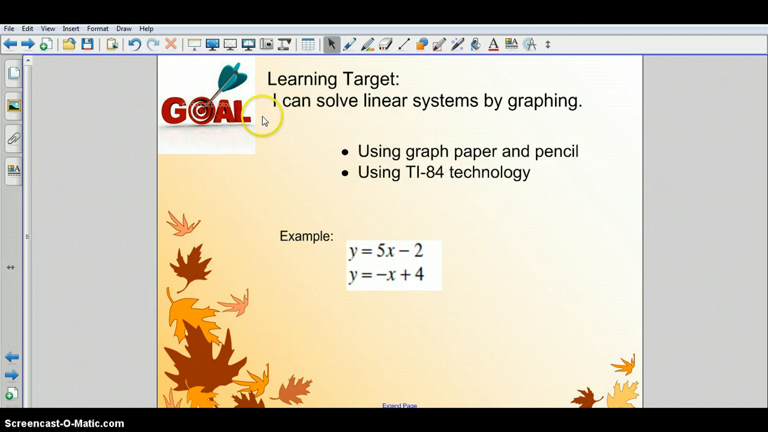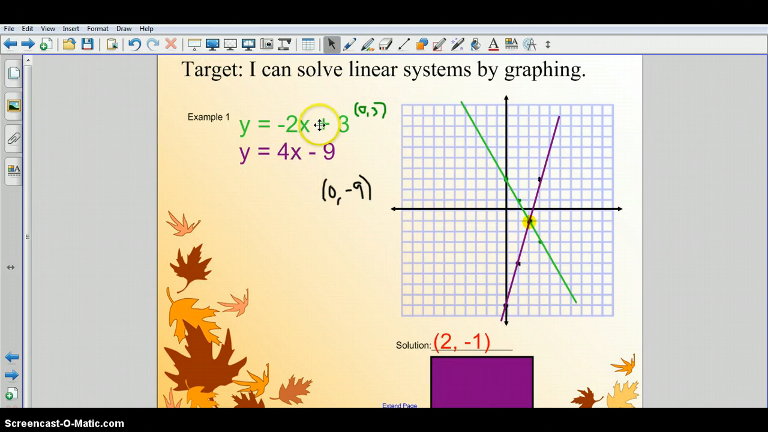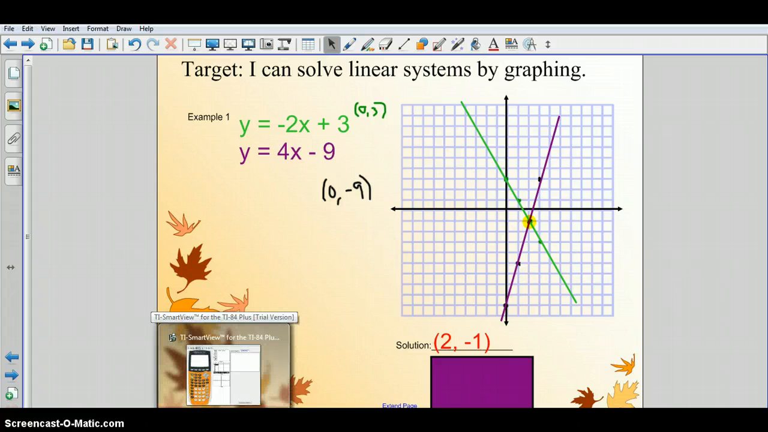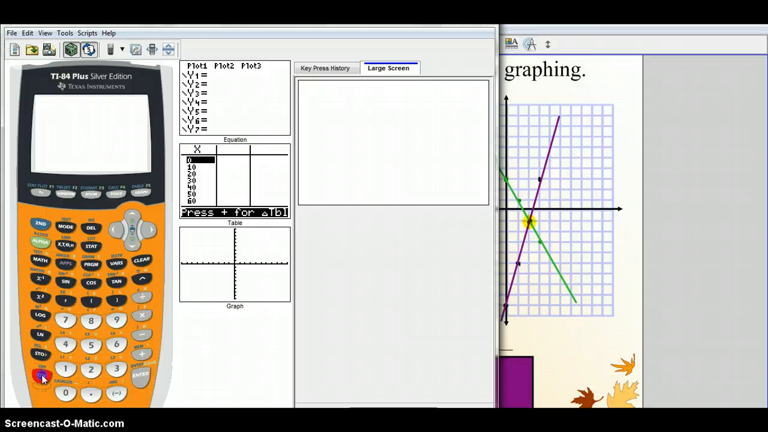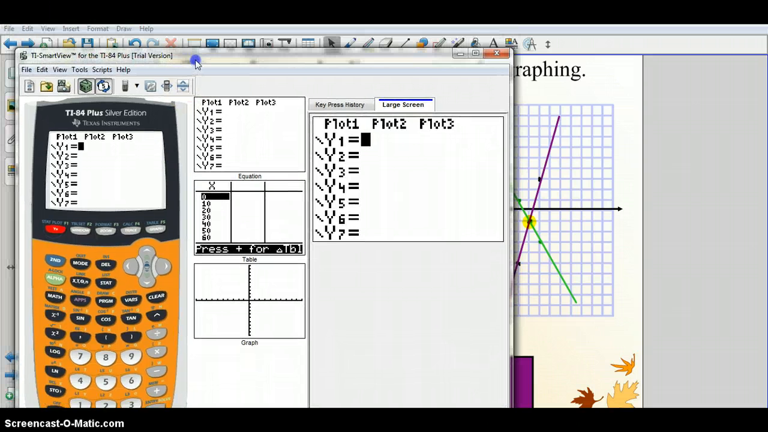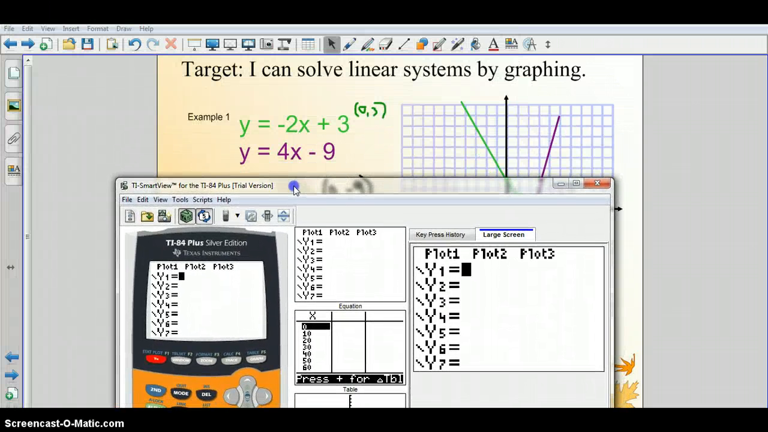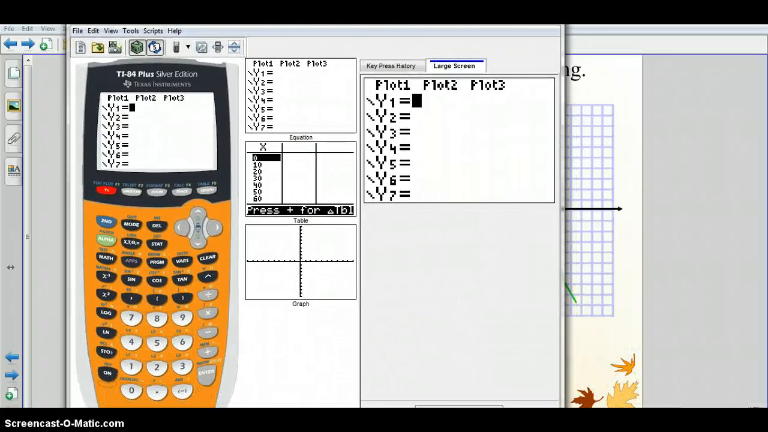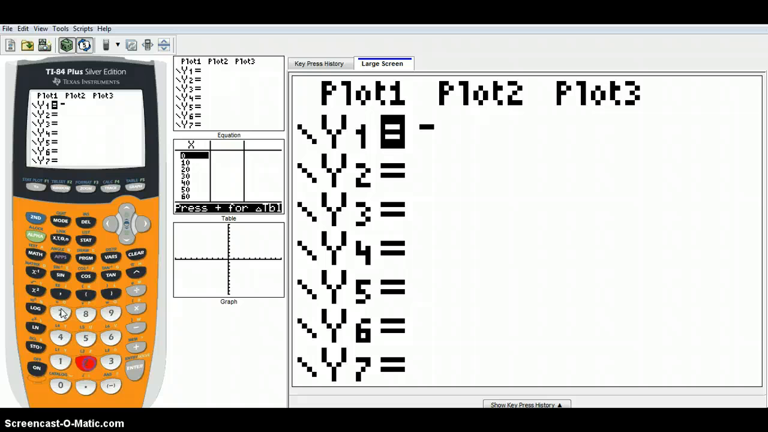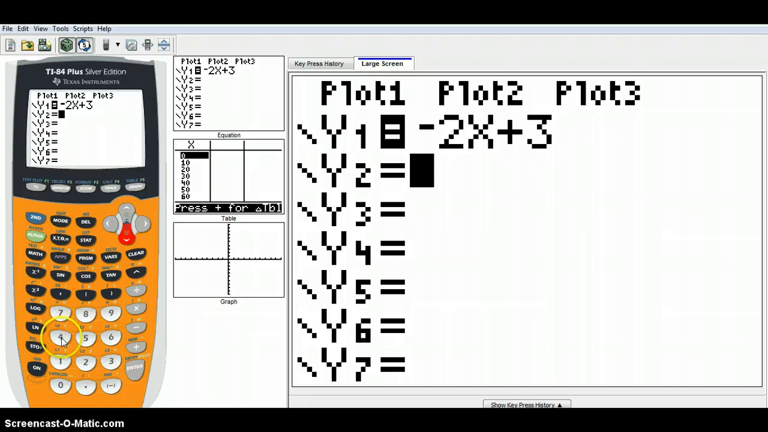So when we left yesterday, the last problem we did was this linear system, and we came up with the solution (2, -1). So I would like to show you how to check that answer on your graphing calculator. If you have your TI-84 calculator handy right now, you could open it up and turn it on, and then go to the y equals button, where you can type in two different equations. Our equations are y equals -2x plus 3, and the other equation was y equals 4x minus 9.